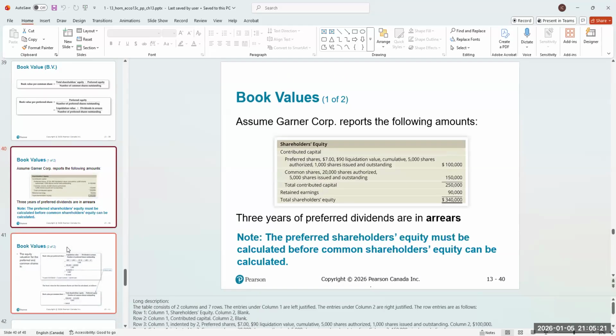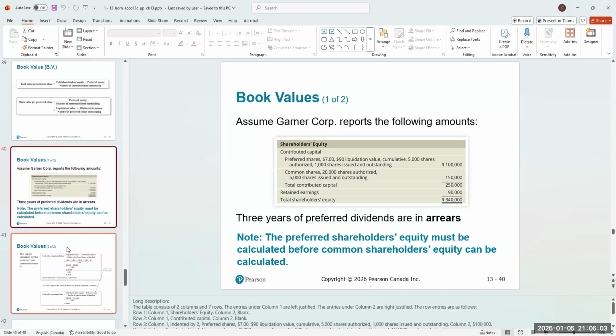So let's see the example. First, we have the contributed capital, extracted from the balance sheet, and we have the shareholders' equity. In contributed capital, we have two elements. One is the preferred share, paying a $7 dividend. Liquidation value is $90. Cumulative, 5,000 authorized, but only 1,000 issued and outstanding. So for those preferred shares, the dividend in arrears per year will be $7,000.